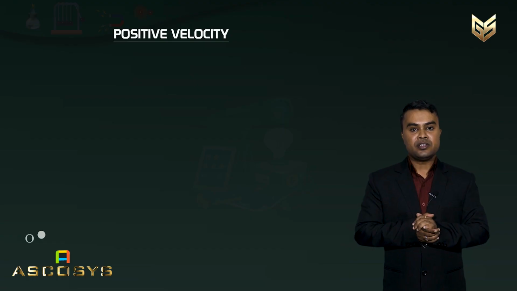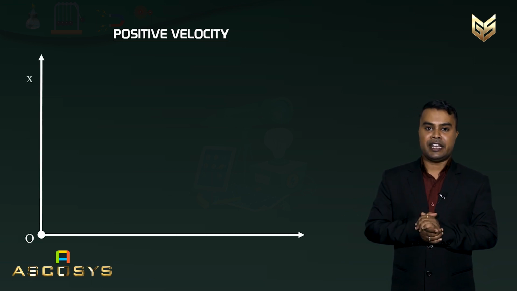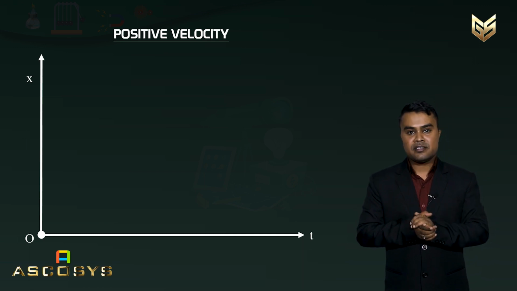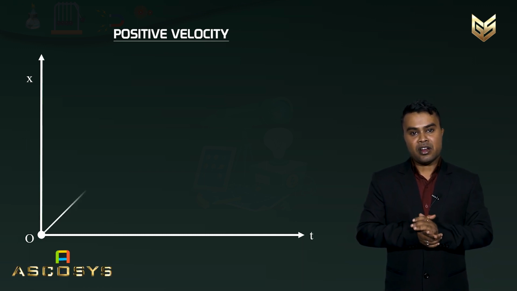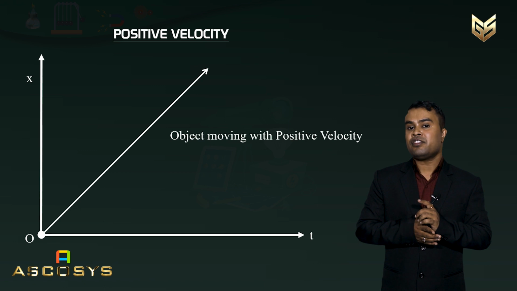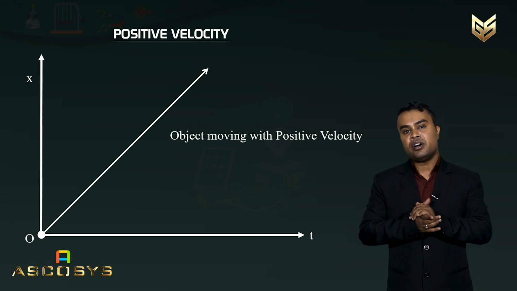Now we are going to do the graphical representation of velocity. We will plot a graph between time and displacement. Let us understand the first part. When the body has positive velocity, what does it mean? It can be understood graphically. On the x-axis we take time, and on the y-axis we take displacement, given by x. Then positive velocity will be a linear graph. That means the body will have positive displacement with the passage of time.